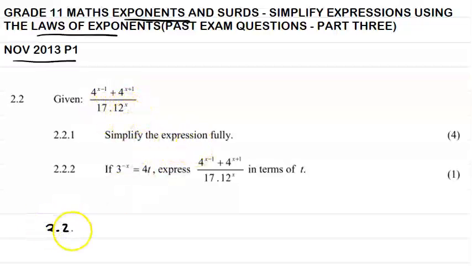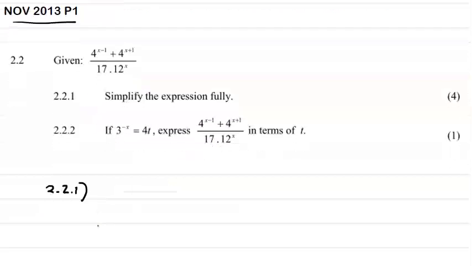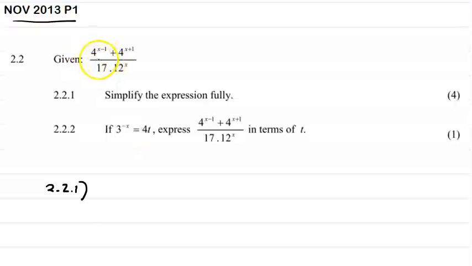So for 2.2.1, to simplify this particular expression, in our numerator we got 4 to the x minus 1 plus 4 to the x plus 1. Remember that there's two terms in our numerator. So in order for us to factorize it, we have to write as separate terms. And that's very important for us to do. So therefore, 4 to the x minus 1 can be written as 4 to the x times 4 to the minus 1. And here we have plus 4 to the x times 4 to the positive 1.